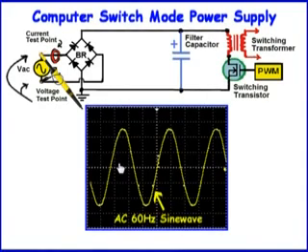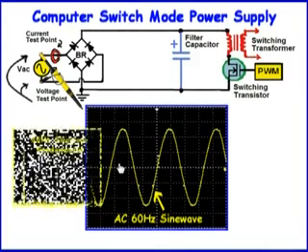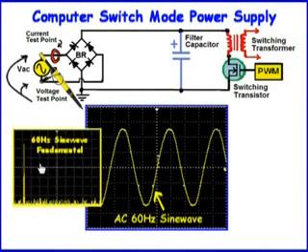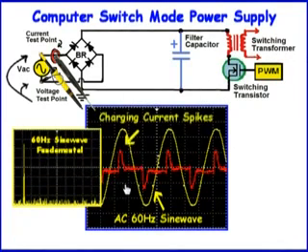This shows a nice 60 Hz sine wave. Here's the spectrum analysis showing a single 60 Hz sine wave fundamental. I'm going to put my current probe on channel 2 right here. These current spikes are caused by the bridge rectifier when charging the DC filter capacitor. This is what produces the harmonic currents.